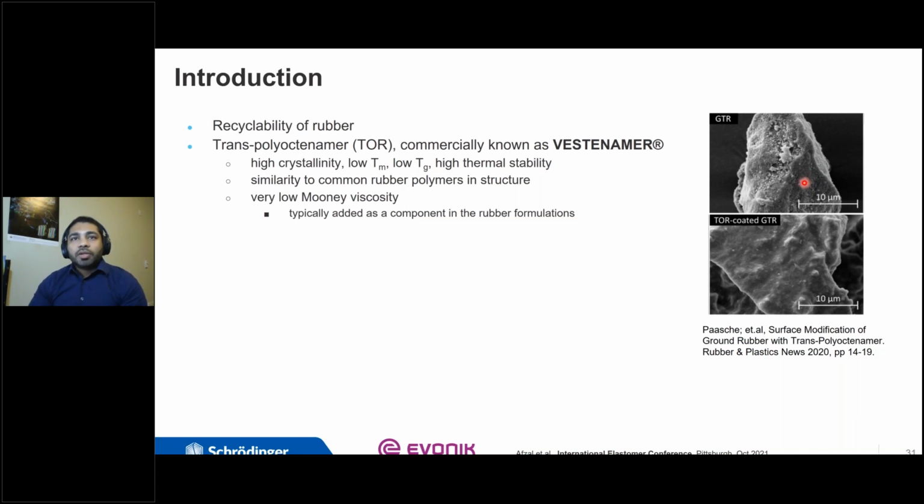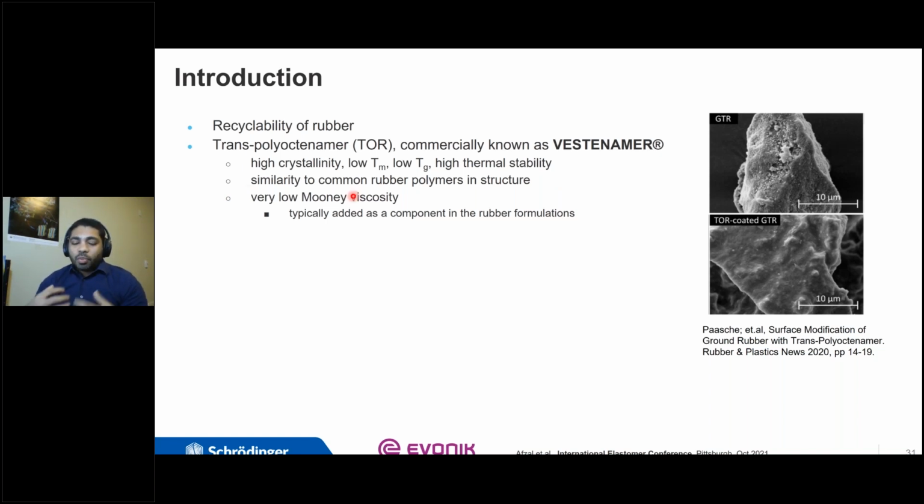So what we can do is coat this particle with a trans-polyoctenamer, which is commercially known as Vestenamer, to modify the surface of the ground tire rubber. As you can see, it's becoming more polished or more smooth. And doing so, we can now very efficiently recycle these ground tire rubbers further to make a more efficient recycled rubber. Vestenamer is of interest here because it has high crystallinity, low melting point, low glass transition temperature, and also high thermal stability. And most importantly, it is very similar in structure to other commonly found rubber polymers.